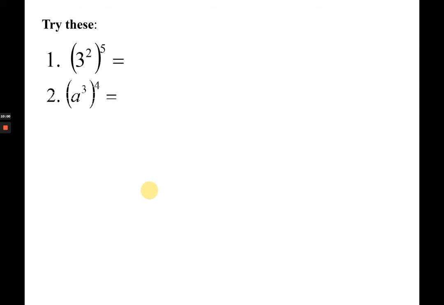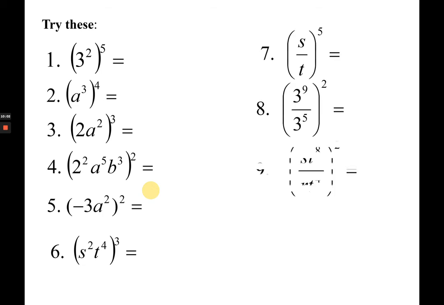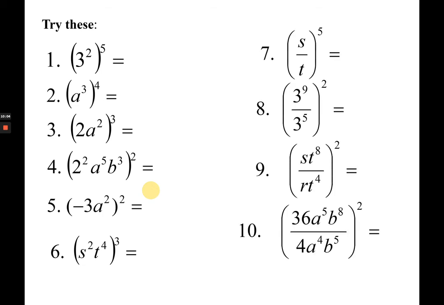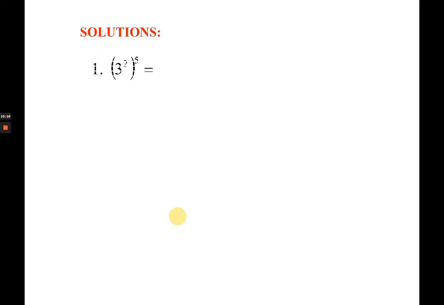Here are your exercises. There are 10. And let's begin with the solution. So, power of a power, you actually multiply. 2 times 5 is 10. That's it. Very simple. 3 times 4, 12. If you have 2 terms, each receives the exponent.